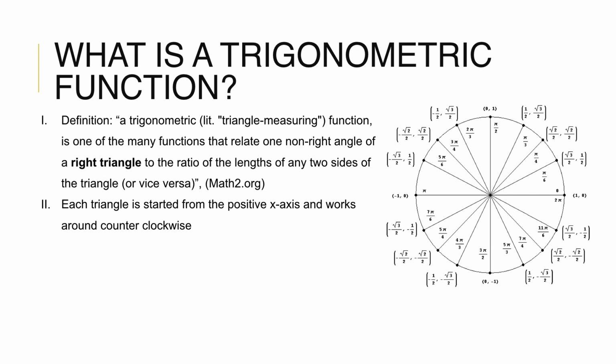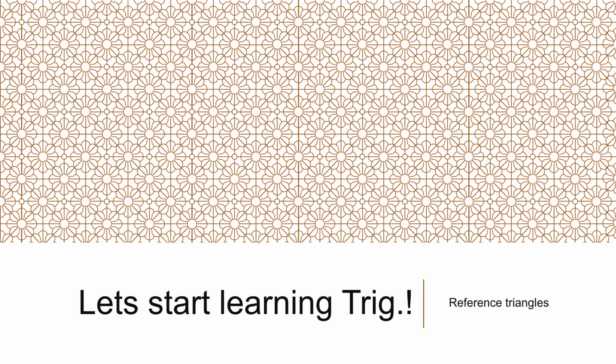So for 30, 45, 60, and 90 degrees, it's all going to be pi over 6, pi over 4, pi over 3, and pi over 2. So let's start learning trig.